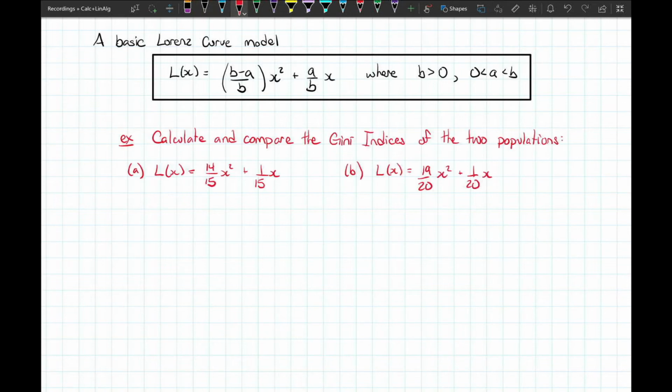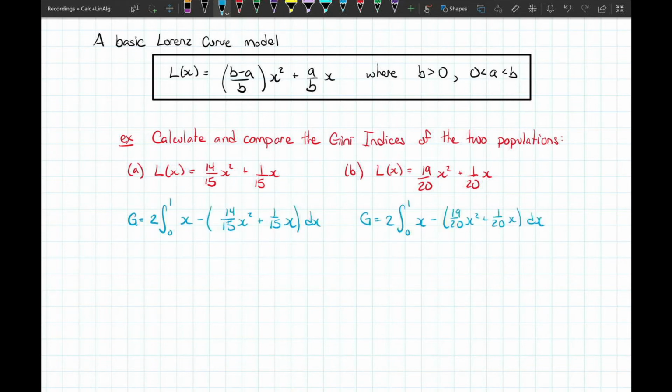Here's an example. Here are two Lorenz curves using that particular model: 14/15 x squared plus 1/15 x, and 19/20 x squared plus 1/20 x. In both cases, a is equal to 1. In one example, b is equal to 15, and in the other, b is equal to 20. And without having to graph these two functions, we can check what the Gini index is for each of these populations and see which of the two populations may have more inequality than the other.